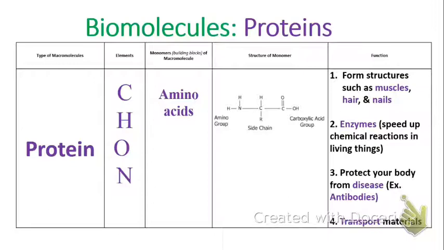Proteins are also enzymes, which help speed up chemical reactions. Like the reactions in our stomach that break down food, enzymes help speed those up a lot so that we can digest our food very quickly. And proteins help protect our body from disease. Antibodies are a type of protein that specifically do that. And proteins help transport materials. So basically, when you think of proteins, they do all the work in our bodies. They protect us, they help us grow and develop. We could not live without proteins. They're the major workhorse of our body.